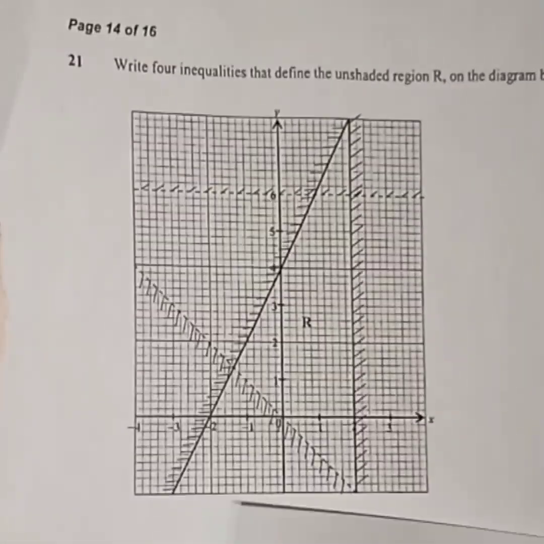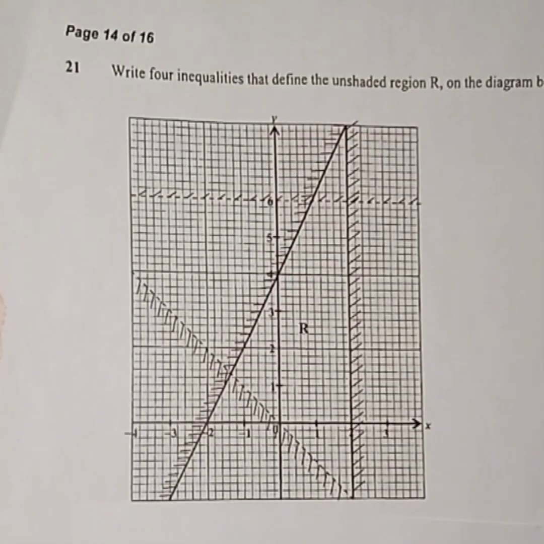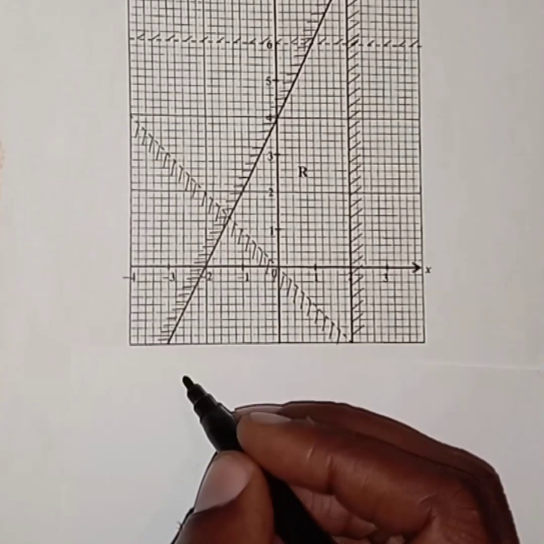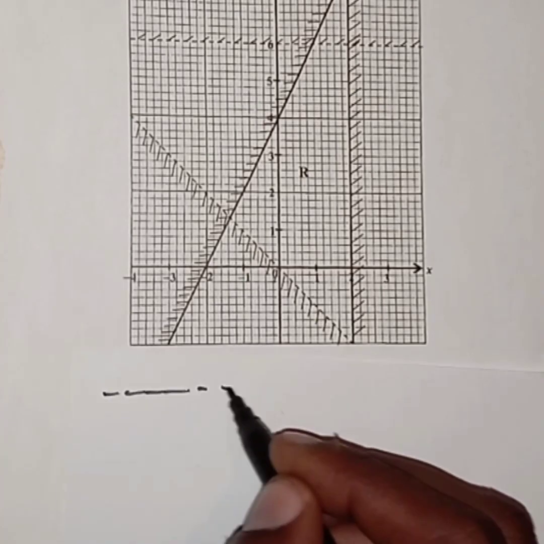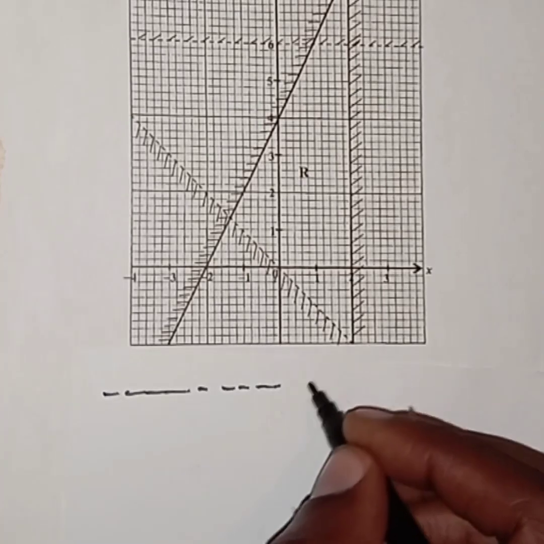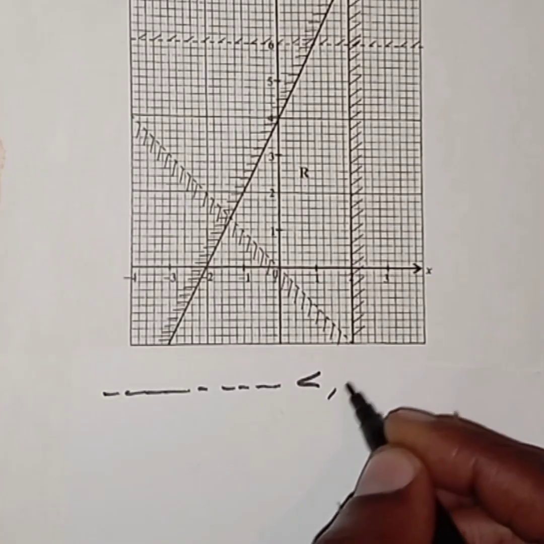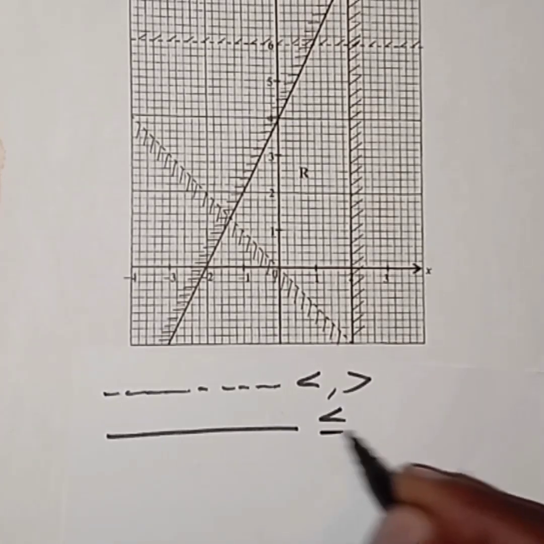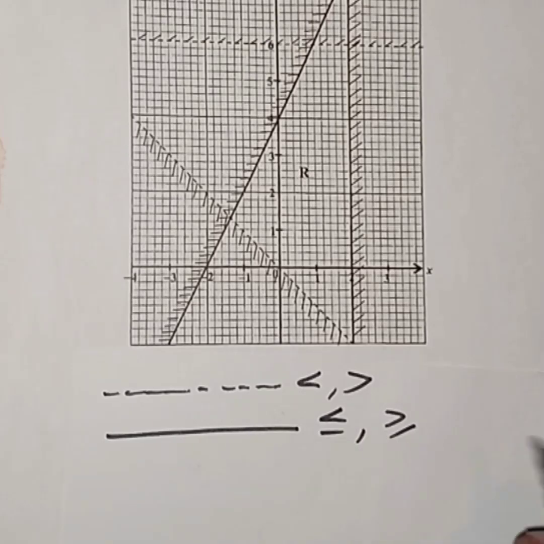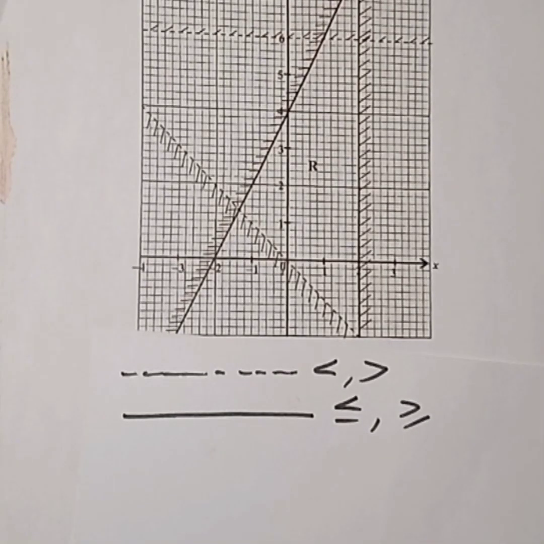So remember the rules. The rules are that whenever the line is dotted, the symbol will be less than or greater than, and whenever it's continuous, it will be less than or equal to, or greater than or equal to. See? So now let's see how we're able to tackle this question.